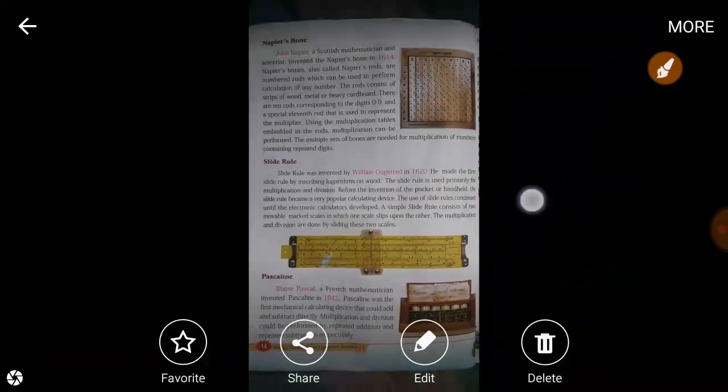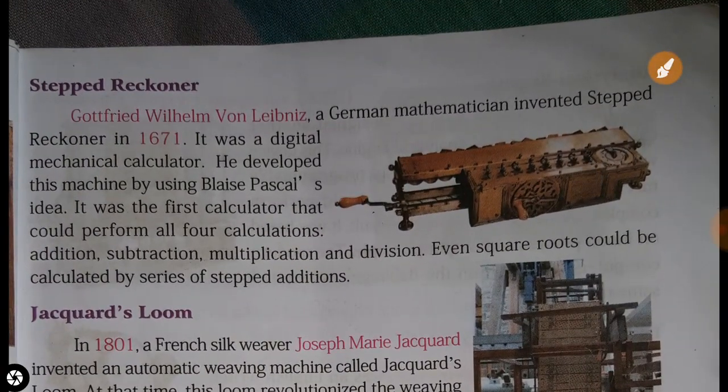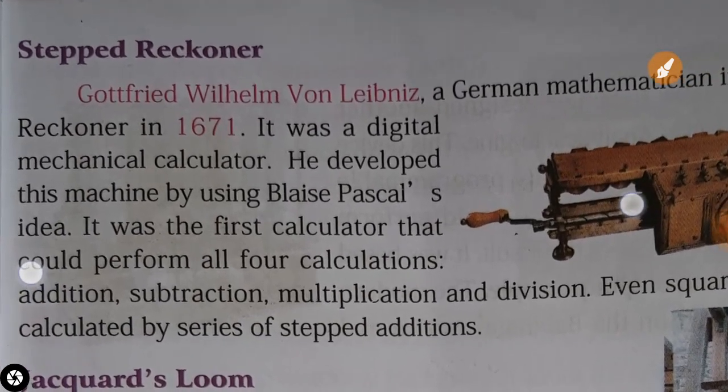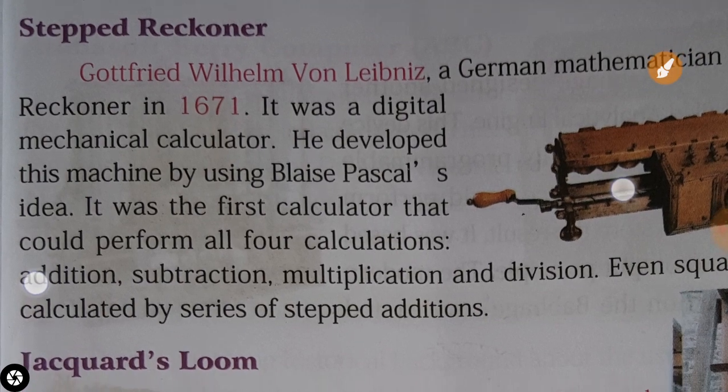Now let's jump to the next page, and here we have the stepped reckoner. Gottfried Wilhelm von Leibniz, a German mathematician, invented the stepped reckoner in 1671. It was a digital mechanical calculator. He developed this machine by using Blaise Pascal's idea.